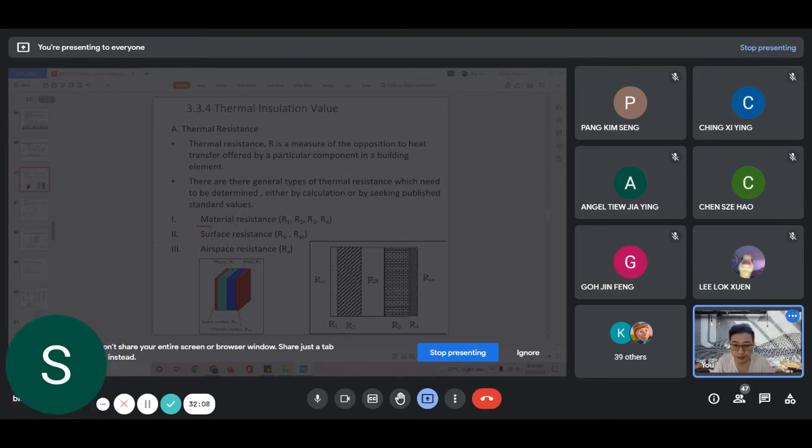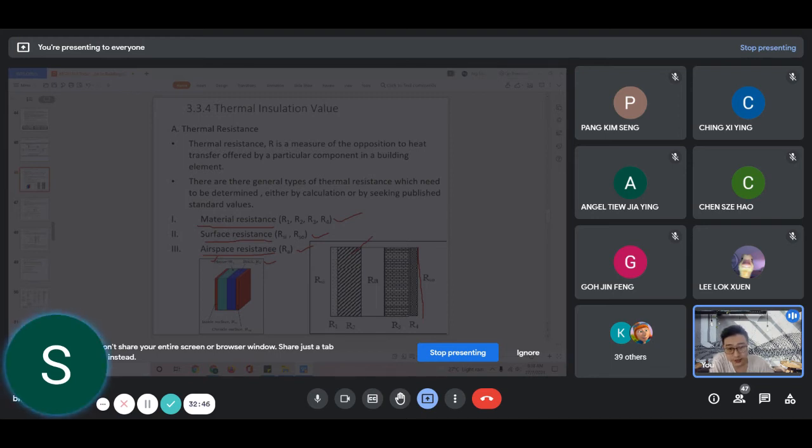So we can have a material, we can have a surface, and then we can have an airspace. So this airspace is, as I mentioned, the air gap or cavity, and then we can have a surface. So surface is more towards the plaster, wallpaper, and then you can have material. So the material is as seen here. We can have plaster, brick, and then you can have plaster and brick. So typically for Malaysian construction, what we have is plaster and brick.